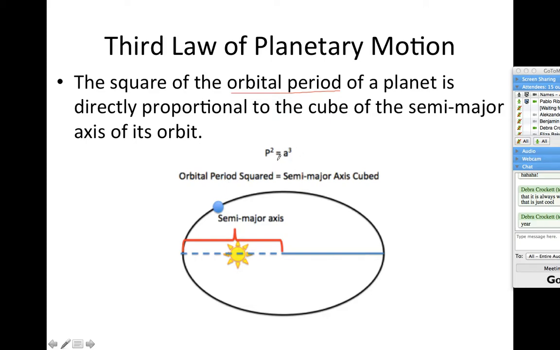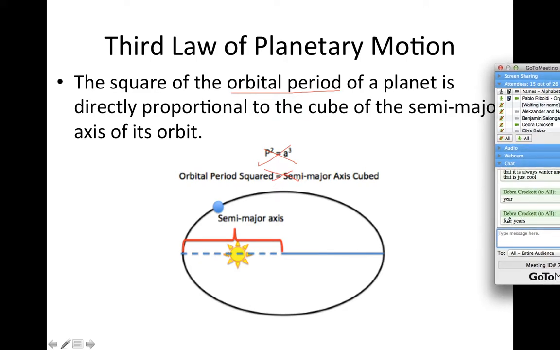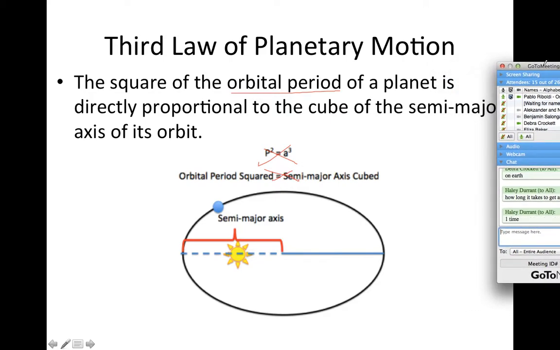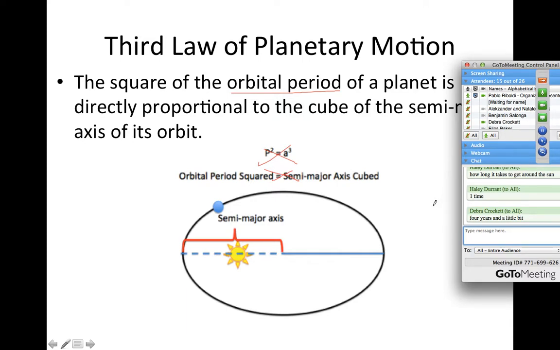Okay, this is, by the way, wrong. This is not really the equation. What is the orbital period of, let's say, the Earth? The orbital period of the Earth is the amount of time that it takes for the Earth to go around the Sun one orbit. So it's how long it takes to go one time around the Sun. So it takes 1 year. By definition, the period of the Earth is 1 year.